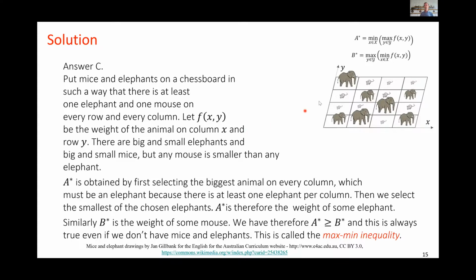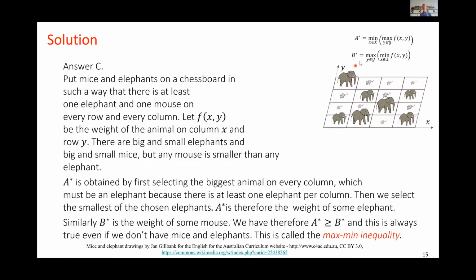Here, let me illustrate this on this chessboard. Assume I want to minimize a function of two variables. X is the index of a column. Y is the y-axis, so it's the index of a row on a matrix. And f of x, y is the weight of an animal that is at position x and y. And assume that on my chessboard I have mice and elephants. And assume, to simplify the story, but this is true even if this assumption is not true, that there is one animal of each type on every row and every column.